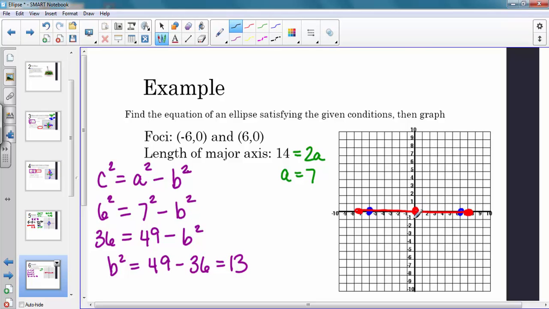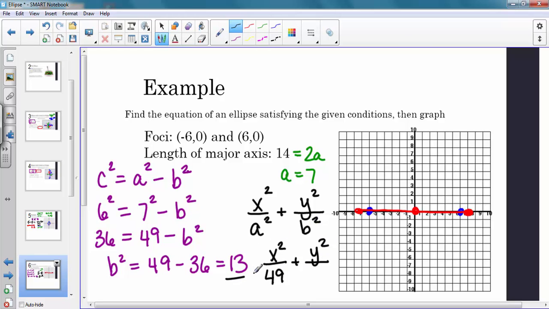So remember, when I have my center at the origin, my equation is x squared plus y squared. And remember that a squared can either be underneath my x or underneath my y, depending upon what direction the major axis is going. Well, if you look at our picture so far, our major axis is in the x direction. Therefore, my a squared has to go underneath my x, and my b squared has to go underneath my y. So now we have x squared over a squared. If a is 7, then a squared is 49, plus y squared over b squared, and we just found b squared to be 13. And then don't forget that your equation has to equal 1. So here's the equation for my ellipse.